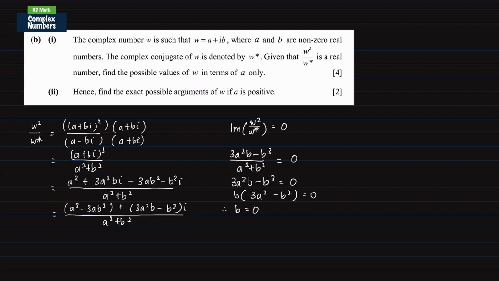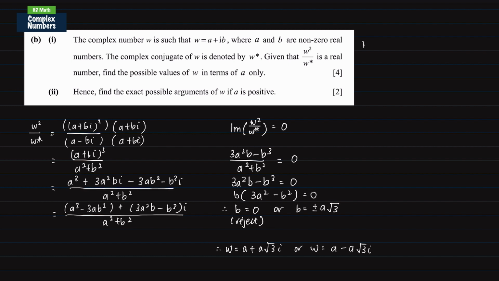Now it is here that we can see that b is equals to 0 or b is equals to plus minus a square root 3. And don't forget to reject b equals to 0 because the complex number wouldn't exist. Substituting b into w, we will have w equals to a + a√3 i, or w is equals to a - a√3 i. Don't forget to answer to the requirements of the question.